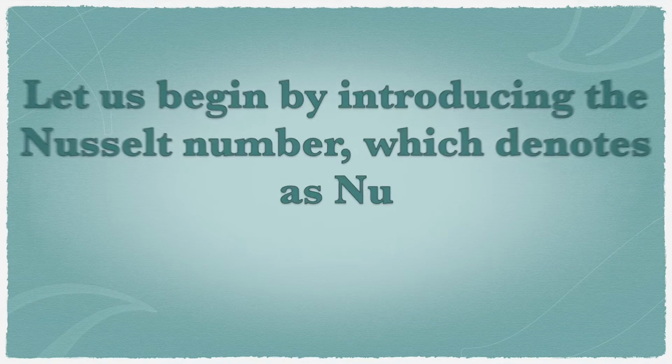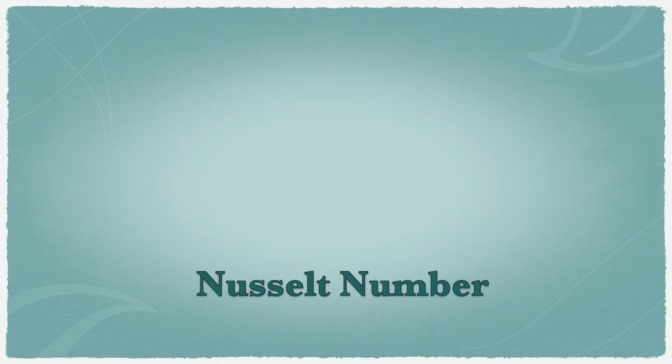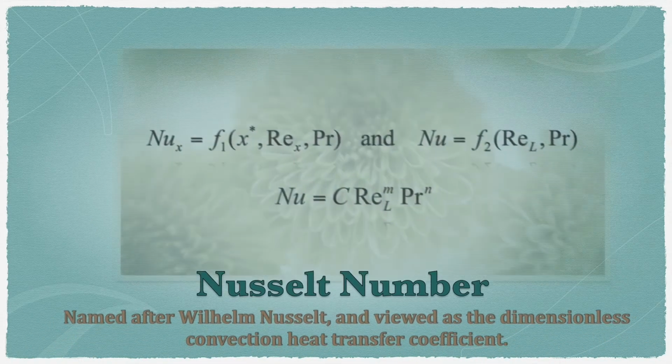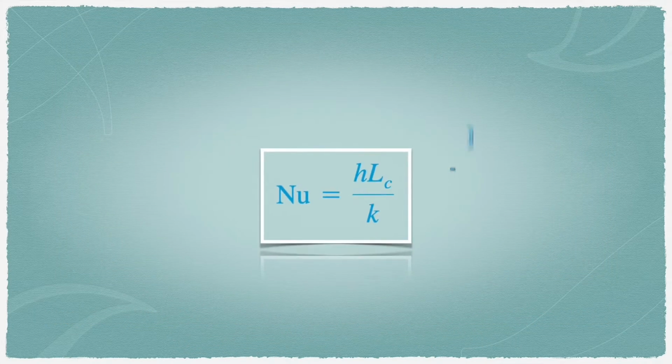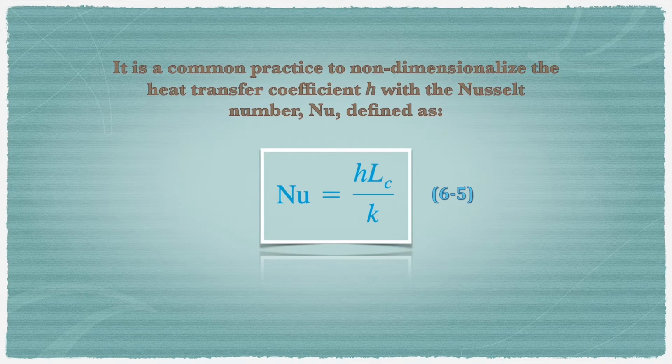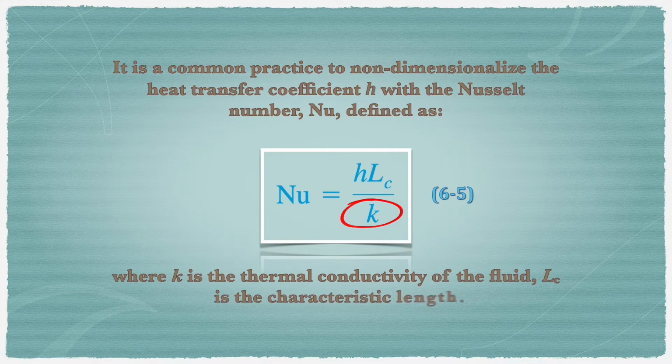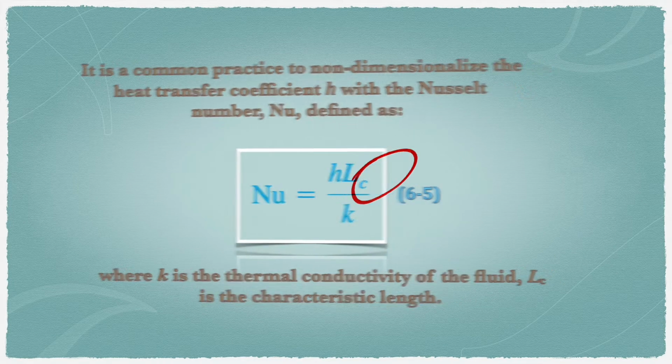The local and average Nusselt numbers have the functional form as illustrated. It is a common practice to non-dimensionalize the heat transfer coefficient h with the Nusselt number. k is the thermal conductivity of the fluid, and Lc is the characteristic length.